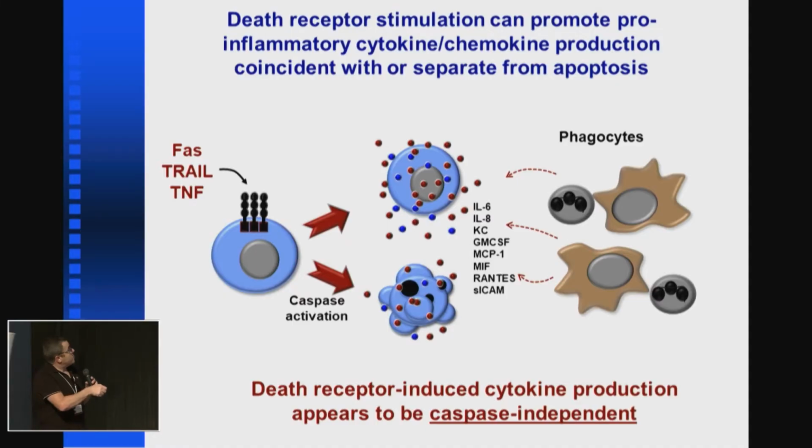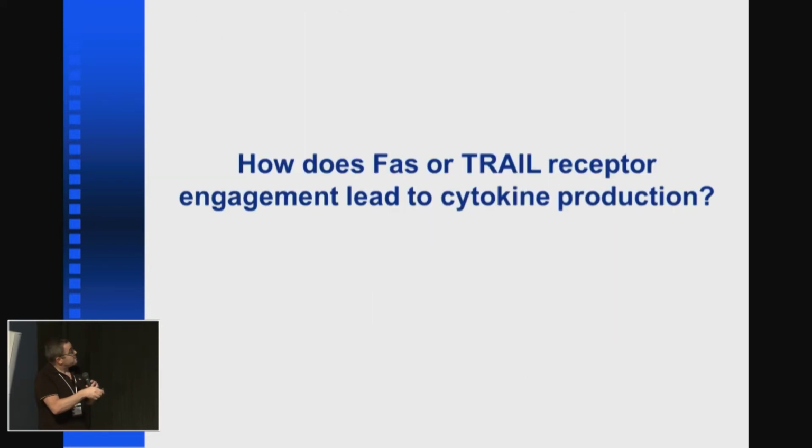So basically what I've told you so far is that FAS or TRAIL receptor ligation can result in apoptosis, and even in those circumstances, we find that there are cytokines and chemokines being produced. But we can also find cells where they don't die whatsoever, and they preferentially make cytokines and chemokines. And of those, interleukin-8 levels are instrumental in recruiting neutrophils, and MCP1 is instrumental in recruiting monocytes or macrophage-like cells.